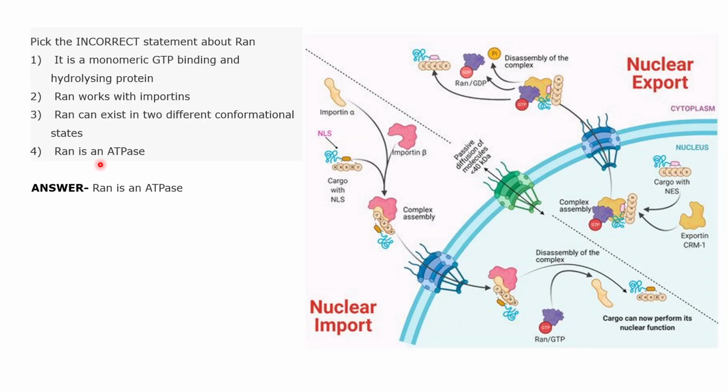RAN is an ATPase. No, it is not an ATPase. It is a GTPase. It has the capability to bind to GTP and then hydrolyze it to form a RAN GDP complex, right? So that is the incorrect statement there. All the other statements are correct. So I hope this answer is clear. Does anyone have any doubt?